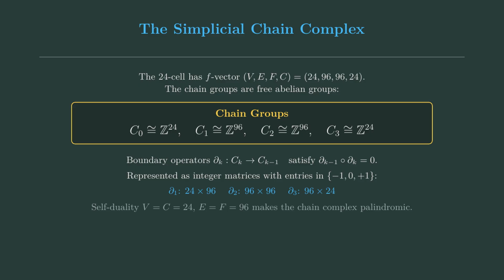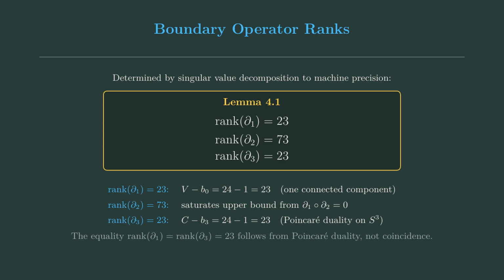The 24-cell gives 4 chain groups, C0 through C3, 1 for each dimension of simplex. The boundary operators map each group to the one below, recording which faces bound which cells, with orientation signs. The critical identity, boundary of a boundary, is 0. Delta k-1 composed with delta k equals 0. This makes homology well defined. All 3 boundary matrices are integer valued. Their ranks are computed by singular value decomposition to machine precision, exact, not approximate.